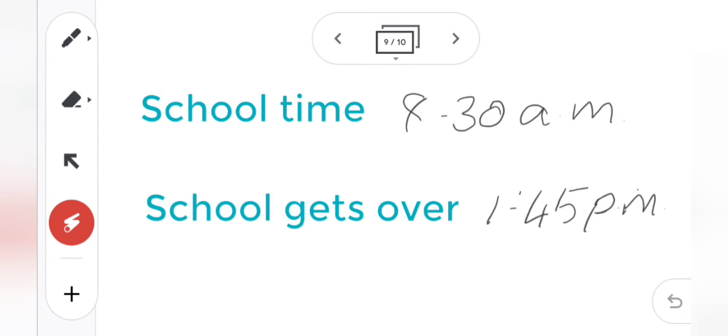Here I have written the school starting time is 8:30. Morning 8:30 you come to school, that is a.m. And the school gets over at 1:45, it is afternoon, so it is 1:45 p.m. So it is very easy. This AM and PM exercise 3.2 is just a few fill in the blanks, there is no calculation, just you can fill up AM and PM.